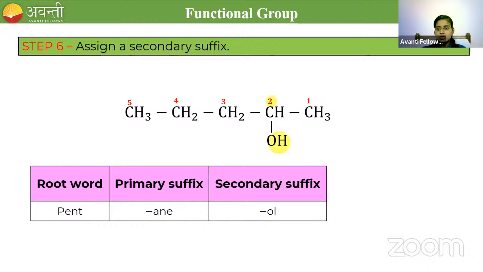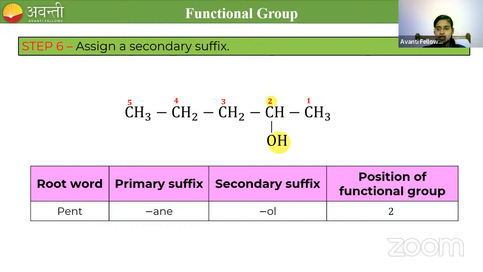And what do we have to do then? The position of the functional group should be mentioned. So number 2 is the position of the functional group attached to carbon. So you have to replace the E of the primary suffix with OL. So pentan-2-ol is the name of this compound.